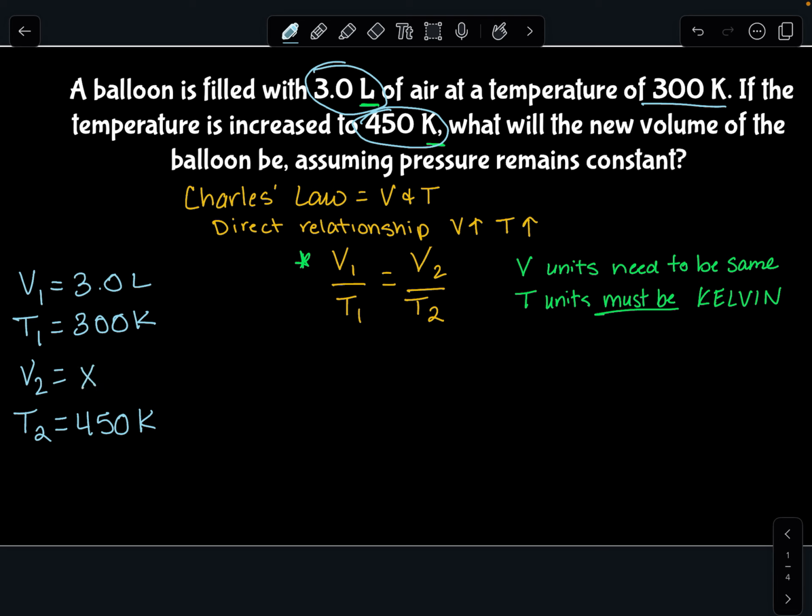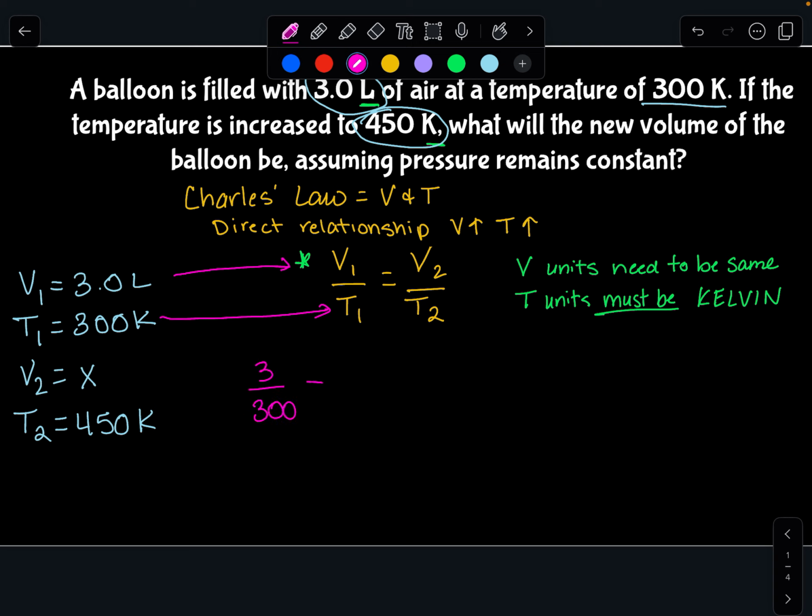So this looks like an algebra problem. The easiest way to solve this is to write your equation and then just sub in those values. If I sub this in, I've got 3 over 300, because it's my V1, T1. I don't know what V2 is, so I'm calling that X. And then T2 is 450.